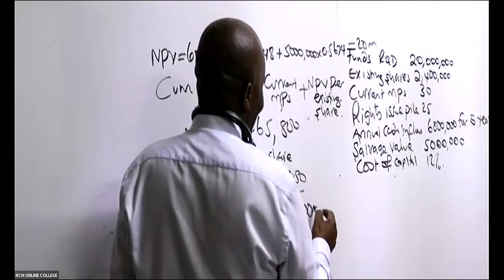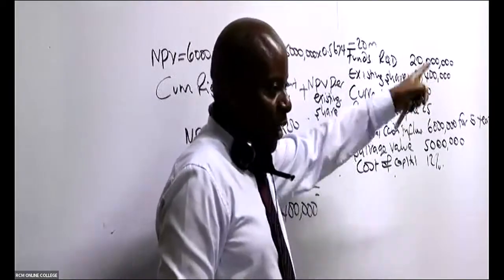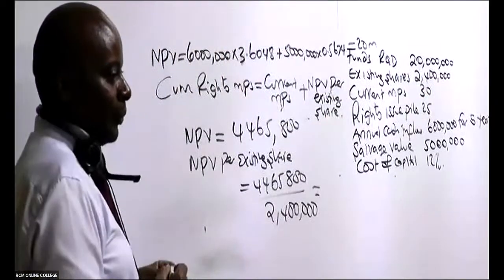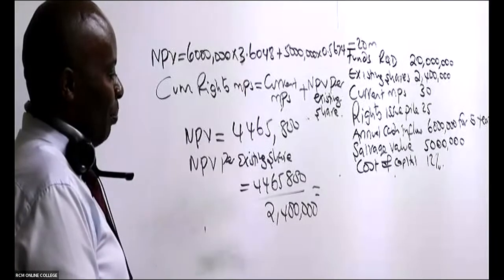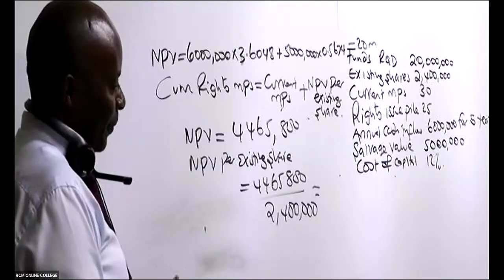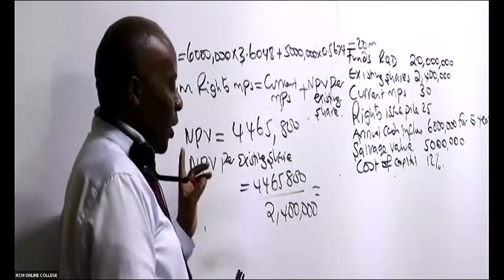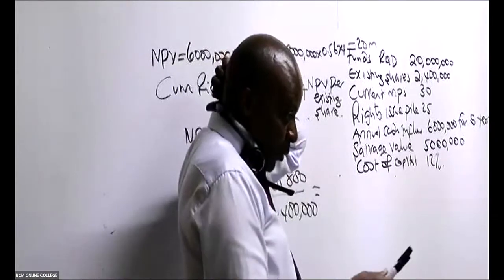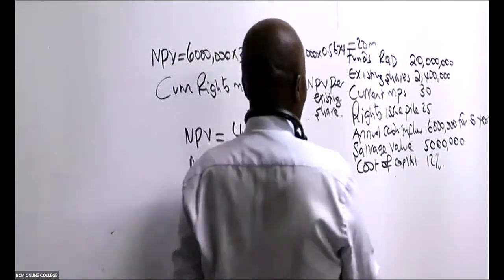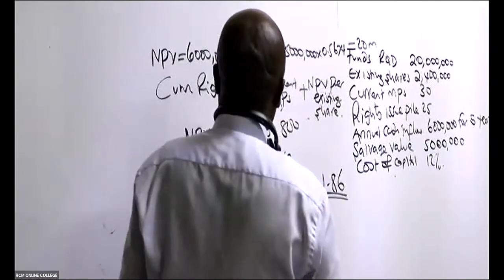We have 2.4 million existing shares. Please don't forget, it's about NPV for each existing share, which gives me 1.86. And therefore, they come rights.